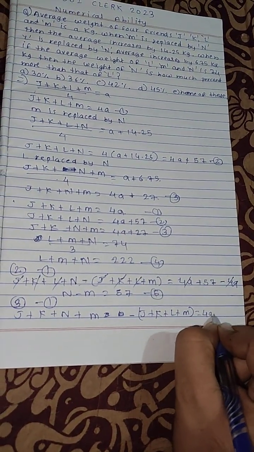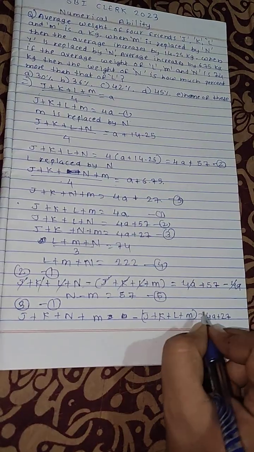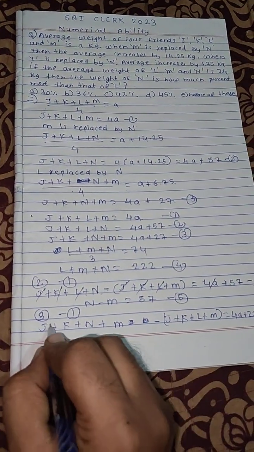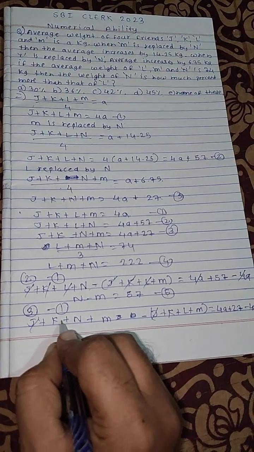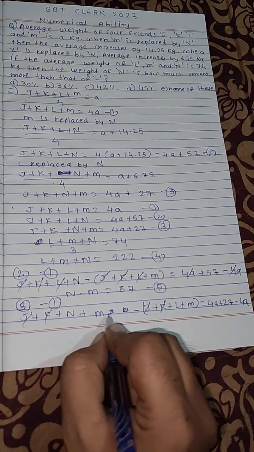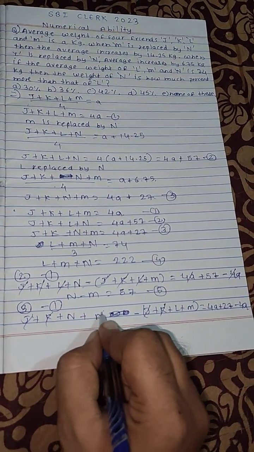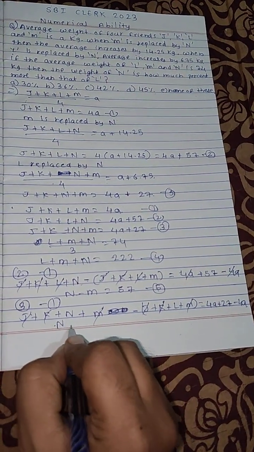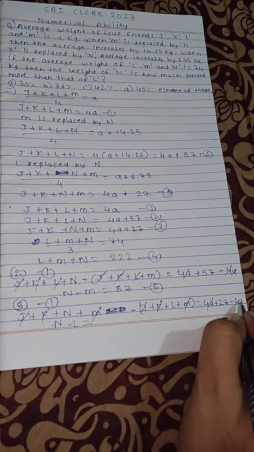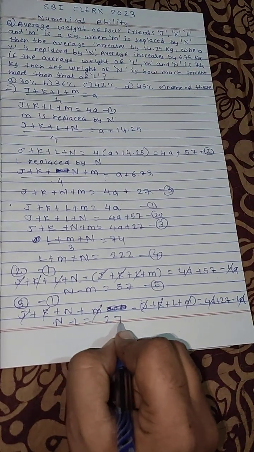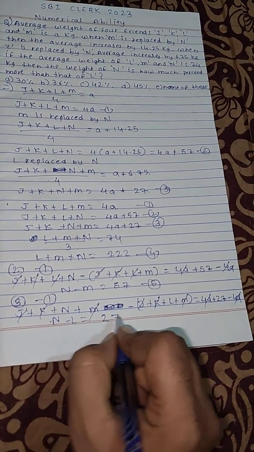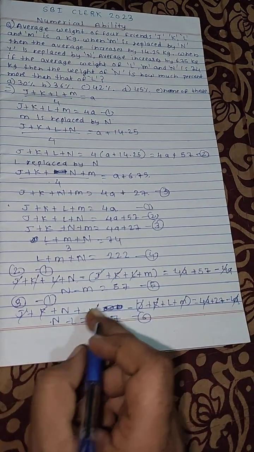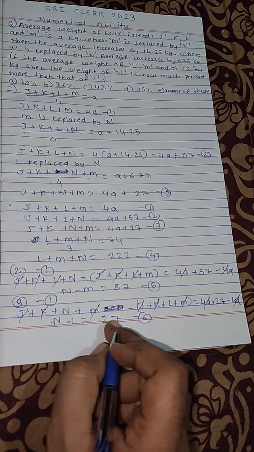So here 4a plus 27, here minus 4a. So here j and j will cancel, k and k will cancel. Here plus, here minus, m will cancel. So n minus l, and here 4a cancels, so it is 27. We can call this equation 6. So n minus m is 57, n minus l is 27.